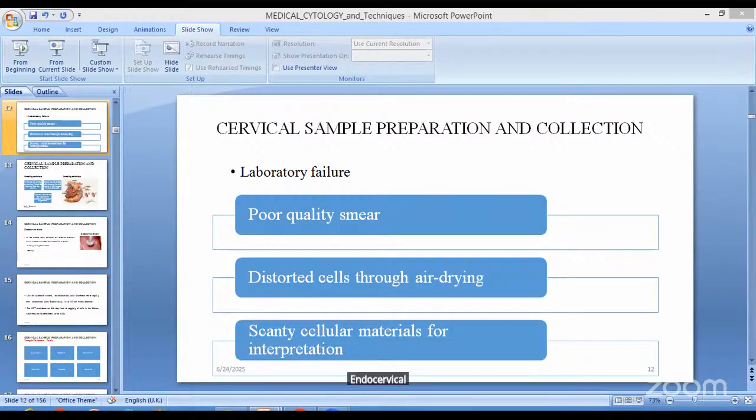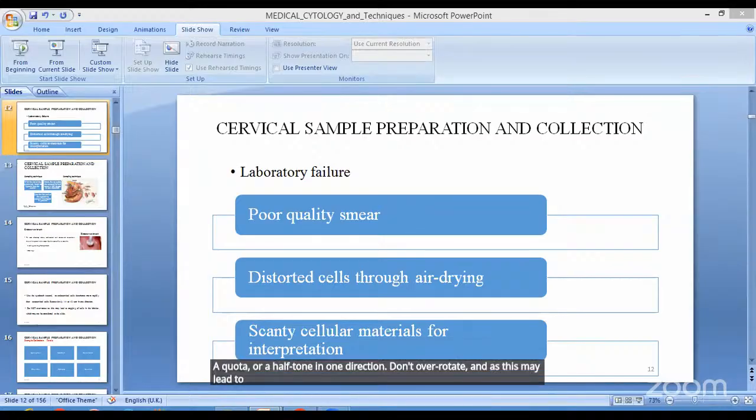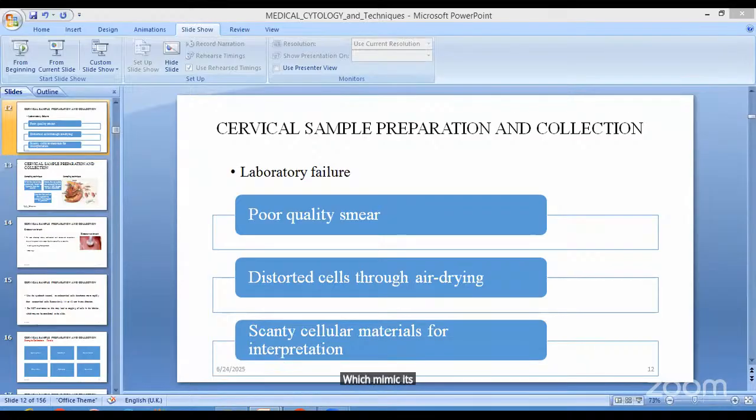Endocervical cells deteriorate more than ectocervical cells. They are very, very delicate. So when you are using the cytobrush, rotate it slowly, a quarter or a half turn in one direction. Don't over-rotate, as this may lead to trapping of cells, which may make them not easily transferable.